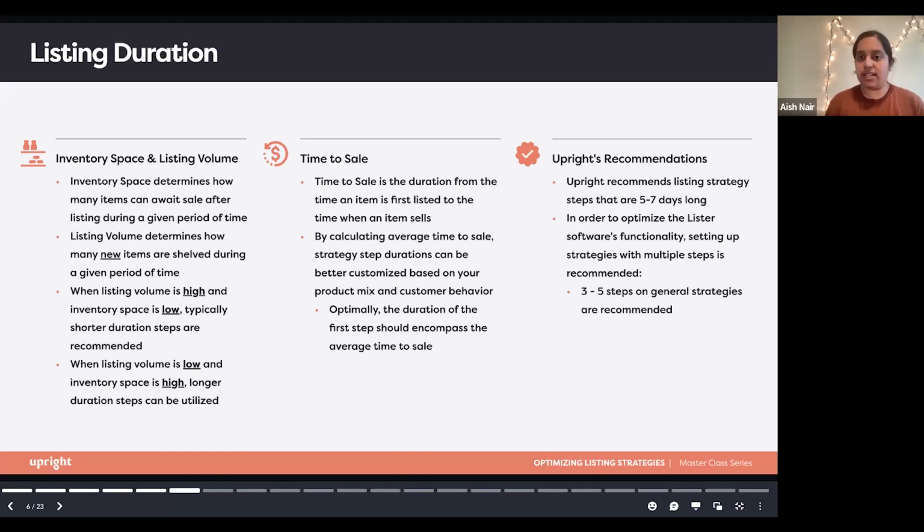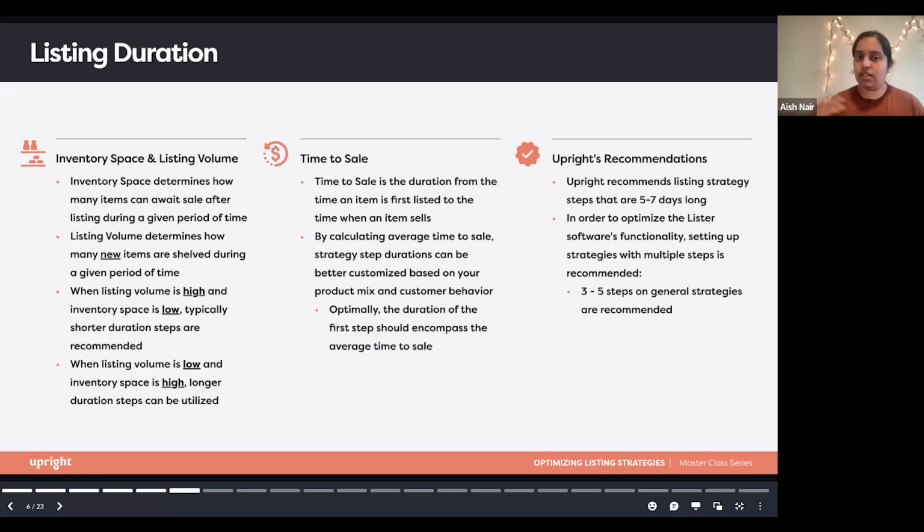And how much you're listing each day. So how quickly that space is going to get filled up, that's going to be another really important piece of that. And so what we need to figure out is if your listing volume is high, but your inventory space is low, you're going to have to lean towards shorter durations, because you're going to be creating a lot of new items on your store, and you're going to run out of space if those items are not moving relatively quickly. On the flip side, if your listing volume is on the lower end and you have a lot of inventory space, you can start to use some of those longer duration steps.